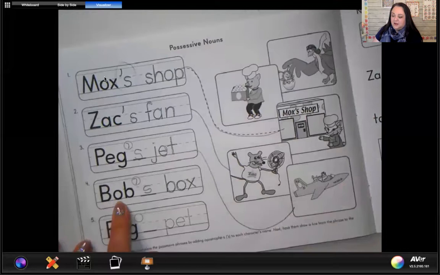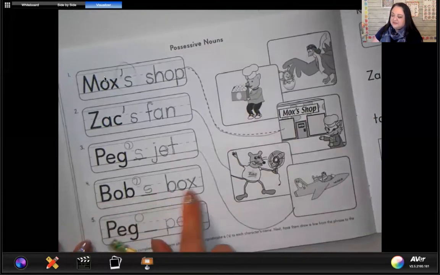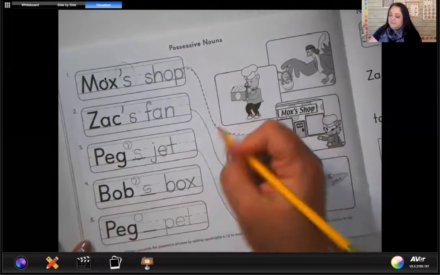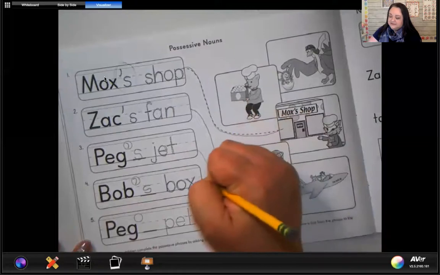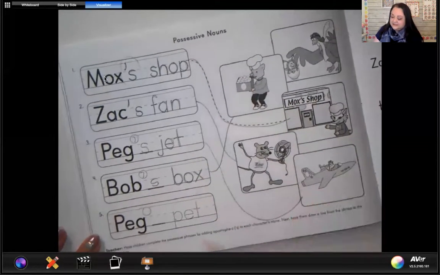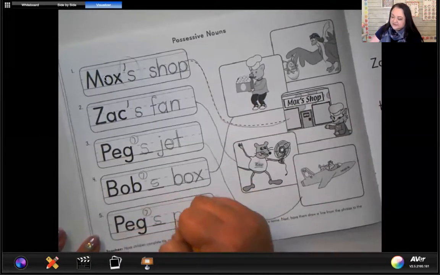B-O-B-S, Bobs, B-ox, box, Bob's box. And I can see clearly up here that Bob up here is holding a box. So that goes to that one, just like that. And then we have one more left. Let's go ahead and add our apostrophe S and then trace our words.